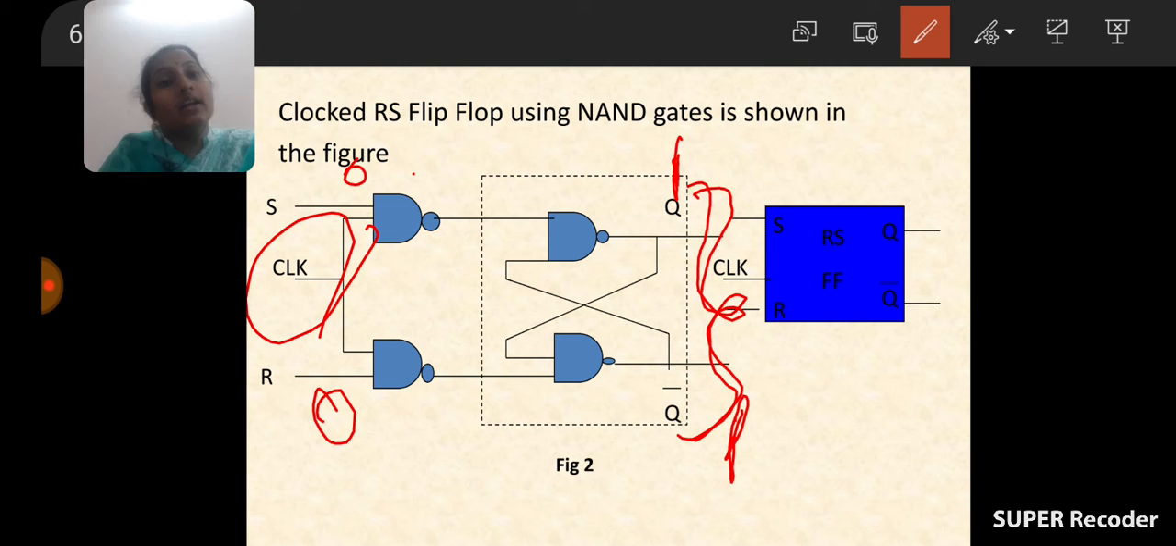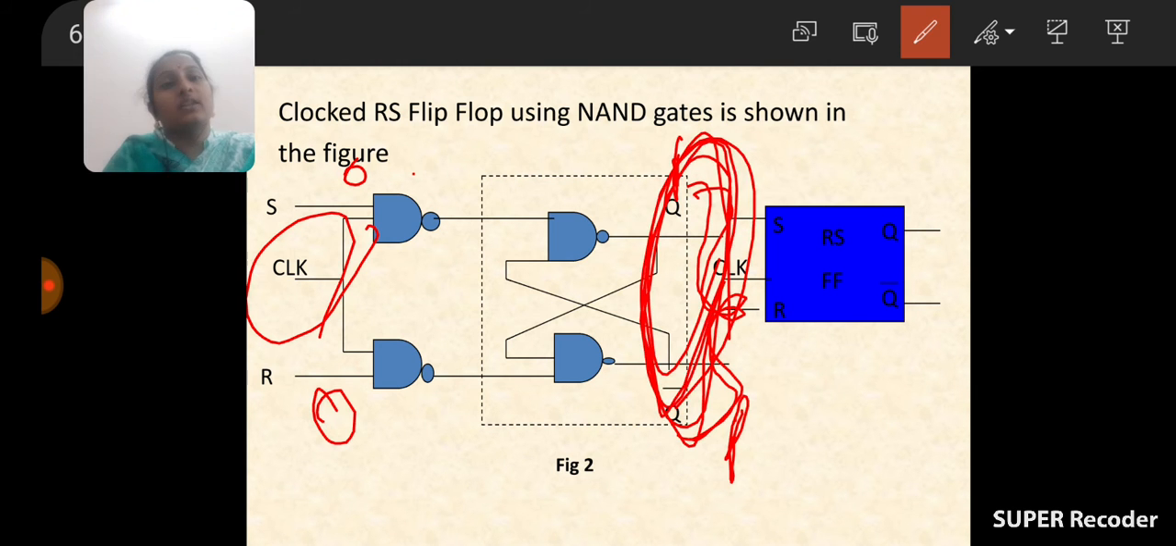But it violates the principle of the output. Why? Because one output is normal and the other is the complement of the previous one. Both outputs are complemented to each other. But here, by applying both inputs as 0, the outputs are not complemented to each other. Outputs are also the same. So we ignore this condition. The name of this condition is called the prohibited condition.